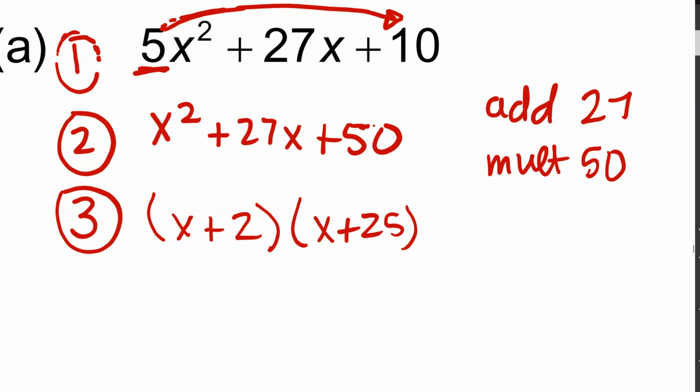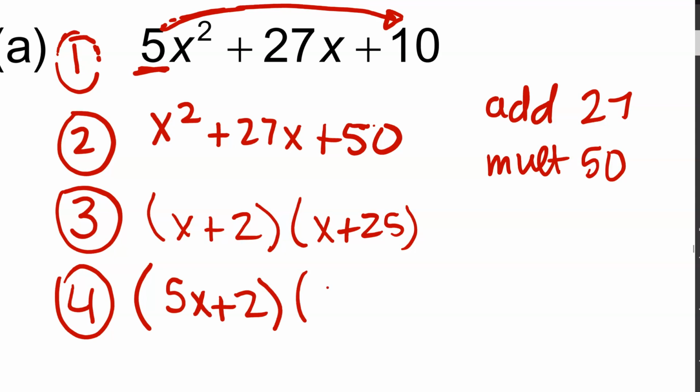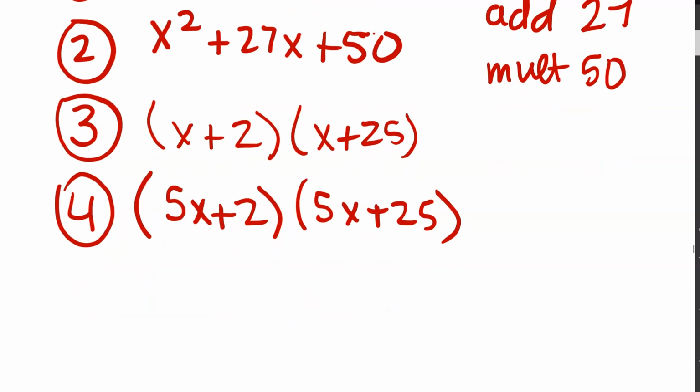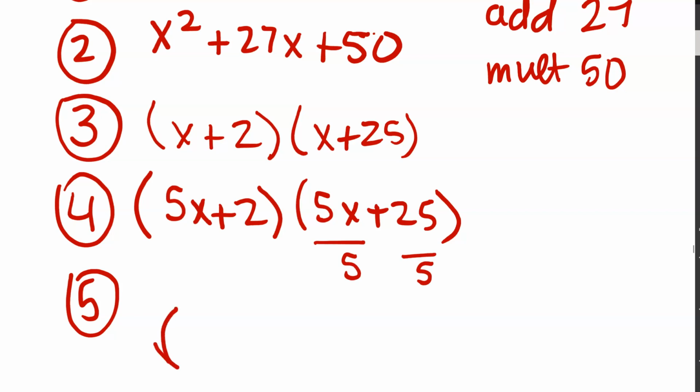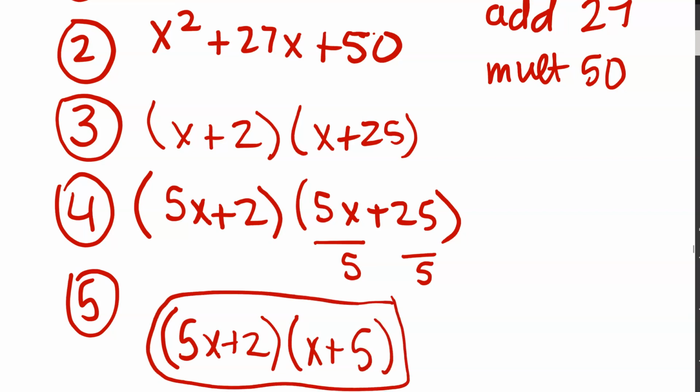Step 4, now insert the original coefficient of x squared into both binomials. So I have to insert 5 in front of both of my x's. And step 5, reduce one or both sides binomials so they have no common factors. Can I reduce one of my factors? Yes. Notice this one, both can be reduced by a factor of 5. They have 5 in common. So it turns out factoring is going to be 5x plus 2 times x plus 5. And if I FOIL this back out, I will get what I started with. And that's how you end it.